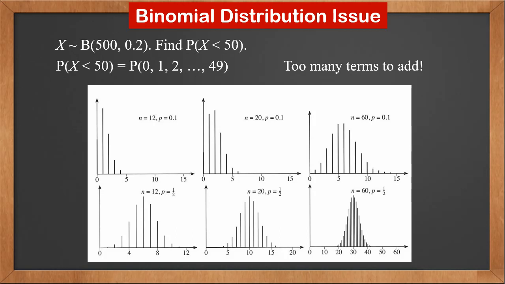Let's look at the probability graph of several binomial distributions with different n and p. We can see that under some circumstances, a binomial distribution will look like a normal distribution. Let's see how we can approximate a binomial distribution with a normal distribution.